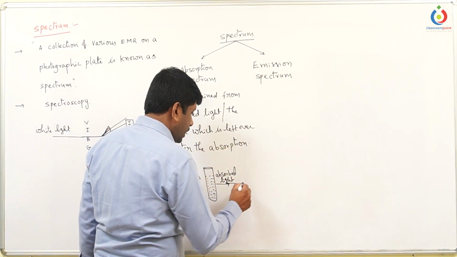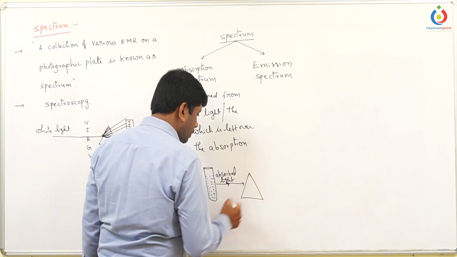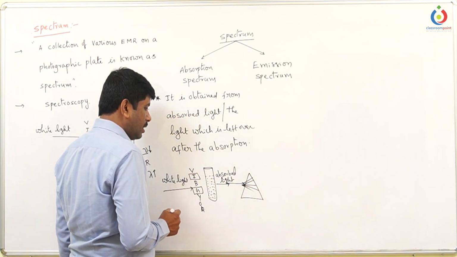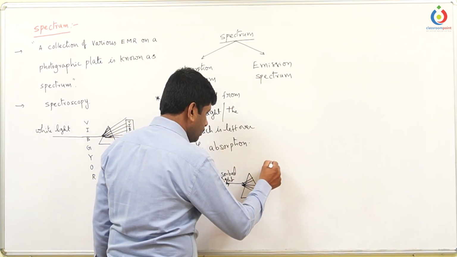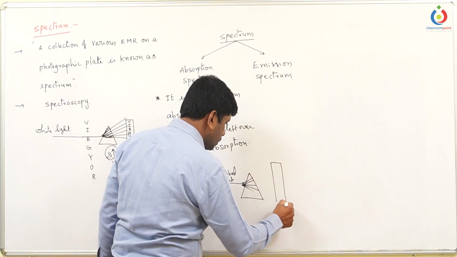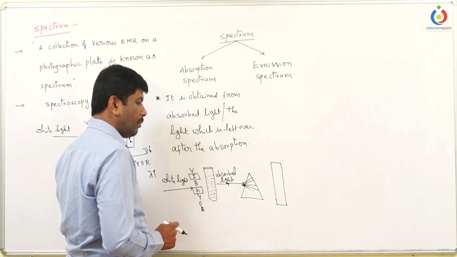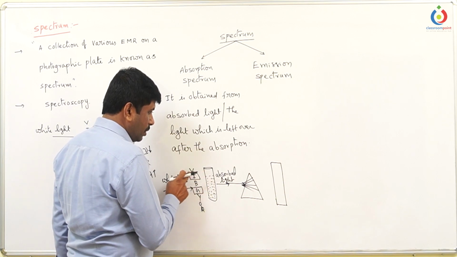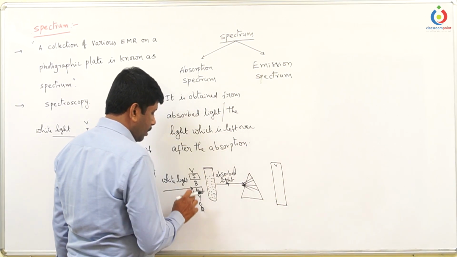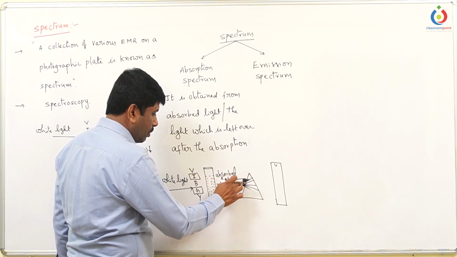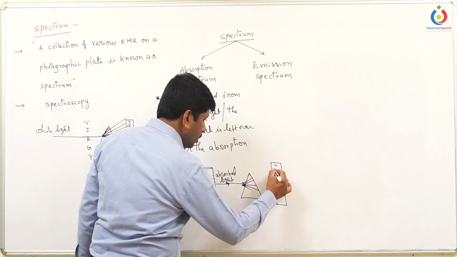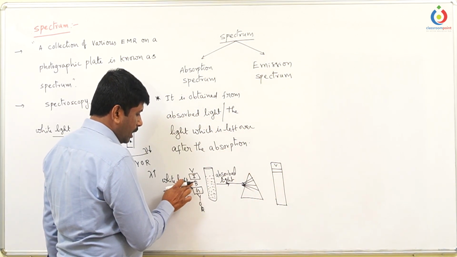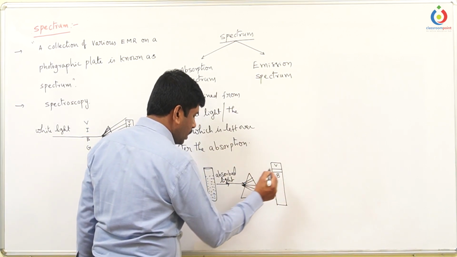So when this absorbed light is allowed to pass through the Nicol prism or prism, it again starts separating the electromagnetic radiations based on their frequency. So we are going to get some radiations on the photographic plate. Here the violet color is not absorbed by the sample, so we can see that violet color here. The indigo color was absorbed, so indigo is not present in this absorbed light. So there we get a dark space. The blue color is not absorbed, so blue appears on the photographic plate.